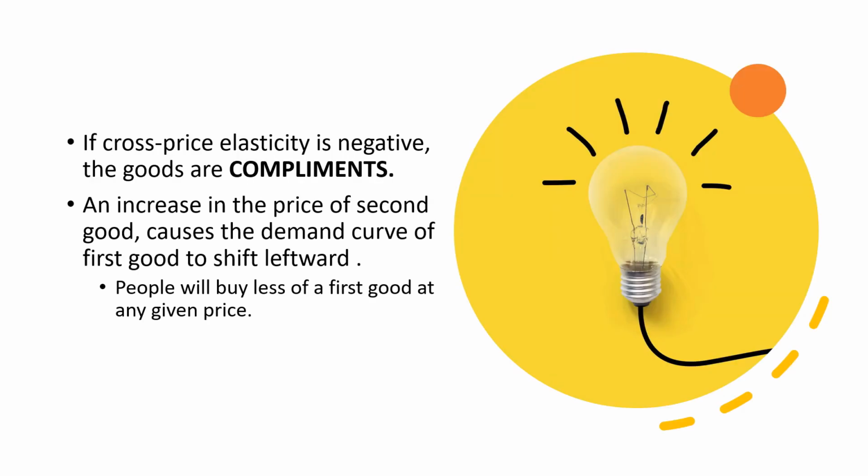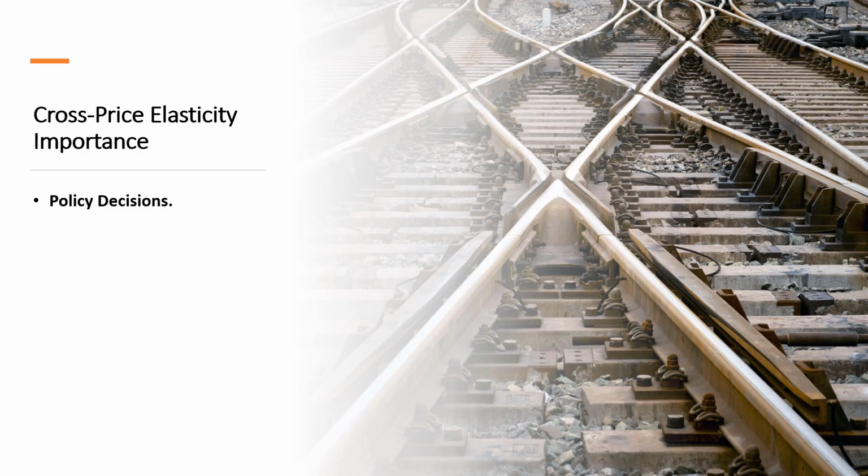If the cross-price elasticity is negative, the goods are considered complements. An increase in the price of the second good causes the demand curve of the first good to shift leftwards. So people will buy less of the first good at any given price. Cross-price elasticity is important for policy decisions. Like General Motors wants to know how much a change in the price of Toyota affects the demand for its Chevy.